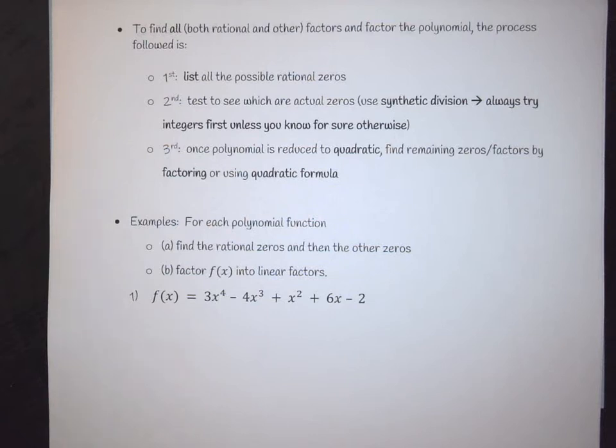Now, once you have exhausted all of your real possible rational zeros, then that means that you probably have either a radical or a complex, which means you must use your quadratic formula or quadratic factoring ideas to finish out the problem. So with these problems, you are going to be asked to first find your rational zeros, then find any remaining zeros, and then write everything as your linear factors.